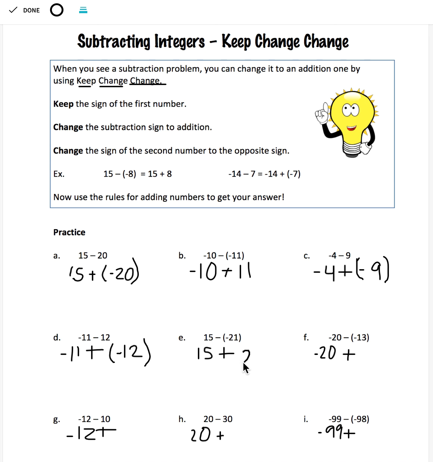Negative 21 changes to positive 21. Negative 13 changes to positive 13. 10 changes to negative 10. 30 changes to negative 30. And negative 98 changes to 98.